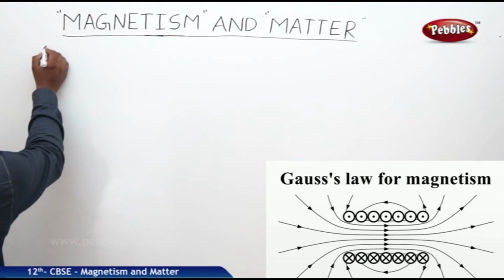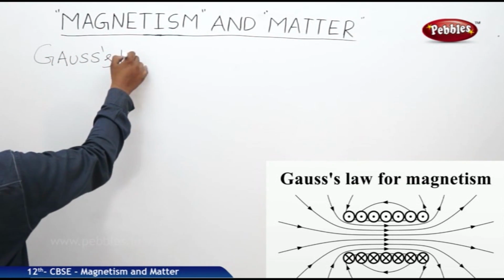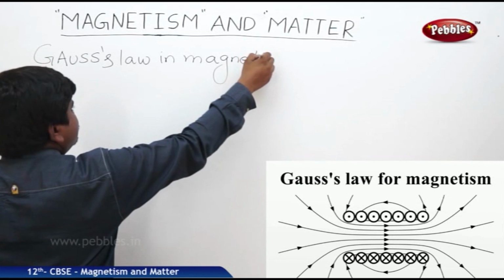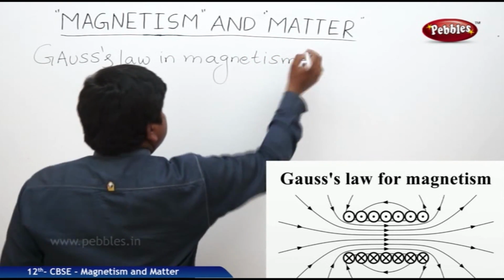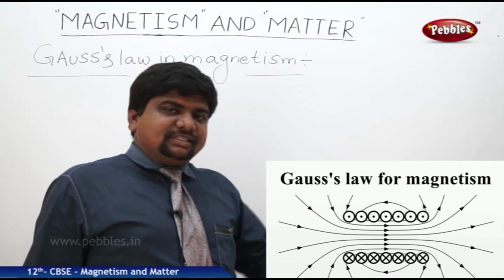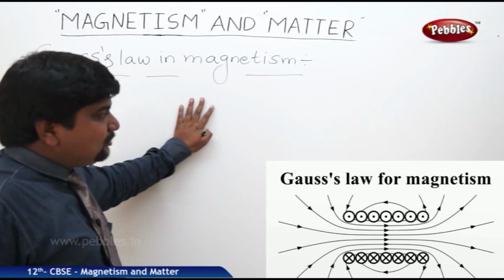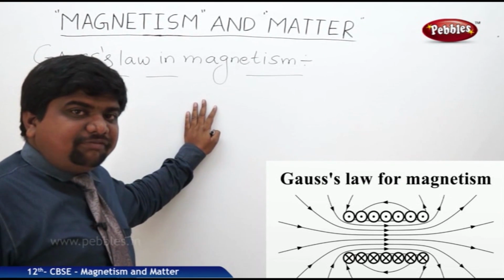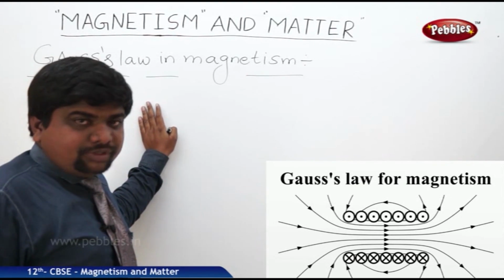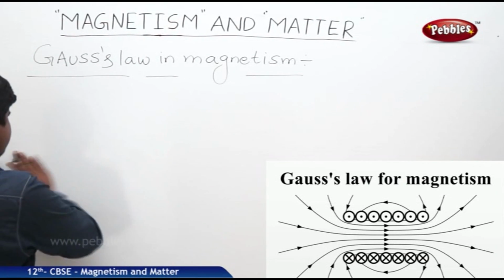The next concept is Gauss law in magnetism. Gauss law in electrostatics we have discussed, E dot ds cos theta. But what about the Gauss law in magnetism? In case of electrostatics, electric field lines are infinite in nature. But in case of magnetic field, field lines are closed loops. So within a closed loop, the total displacement is 0.